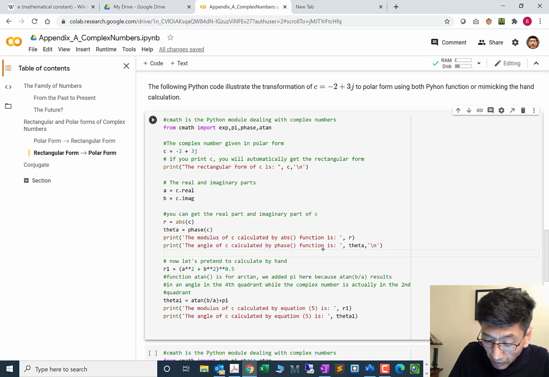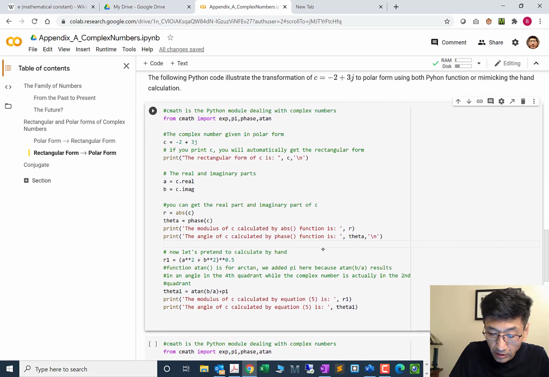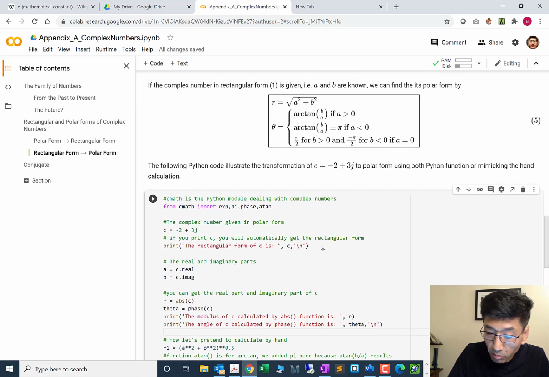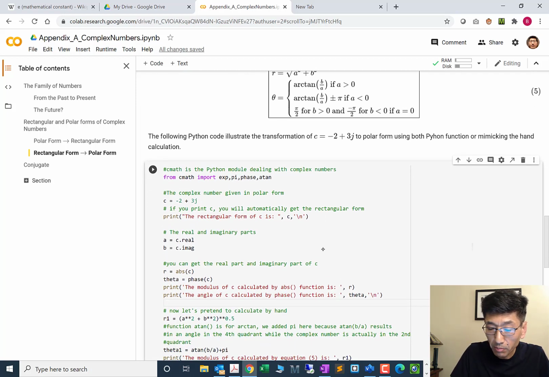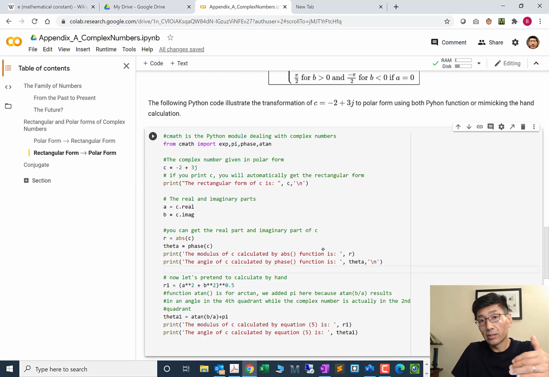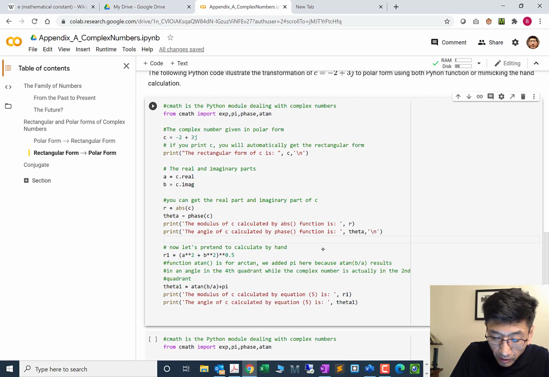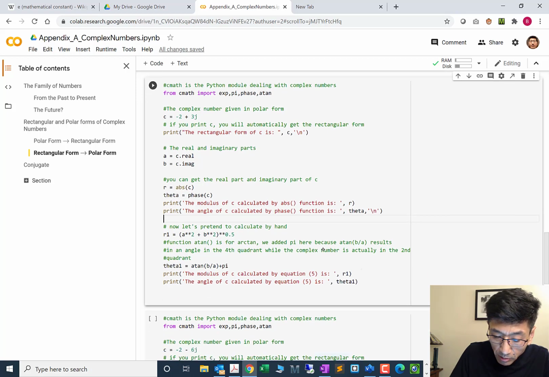Okay, so let's pretend to calculate by hand using this equation here. Arctangent of b over a, whether we add pi or subtract pi. In this case, since this is in the second quadrant, and what we actually calculate is the angle in the fourth quadrant, we need to add pi. So we have a negative angle, we need to add pi to move that to the second quadrant. R is R1, I calculate the absolute value. I don't expect anything to go wrong there. But let's see the angle.